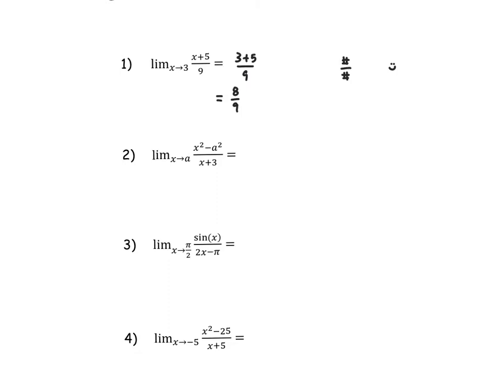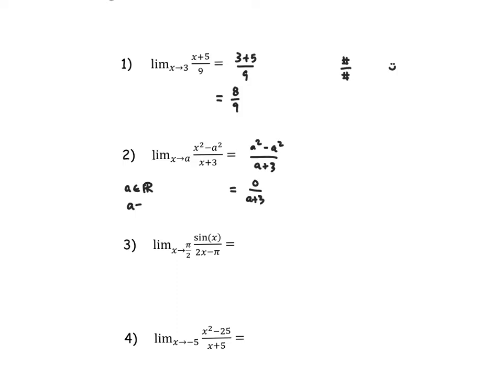Number 2. The limit as x approaches a of the function (x squared minus a squared) over (x plus 3). Well, if I plug in an a everywhere I see an x, I get (a squared minus a squared) over (a plus 3). Let's assume that a is a real number, so a is in the real number set. Then I would get a squared minus a squared, which is 0, over a plus 3. I don't know what that is, but I know it's a real number.